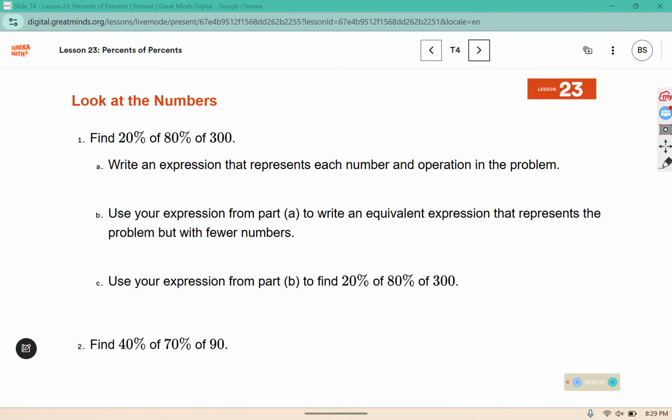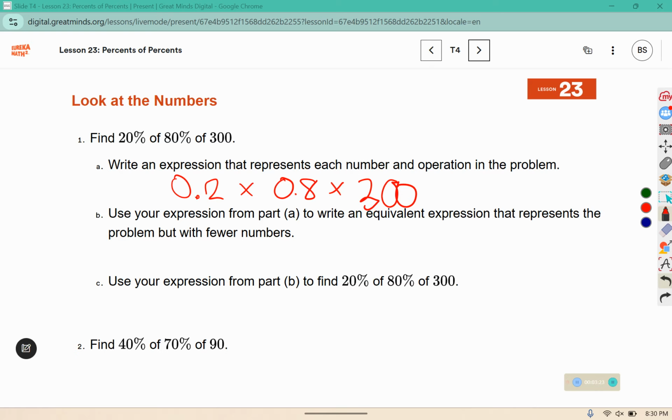Write an expression that represents each number and operation in the problem. Find 20% of 80% of 300. So 20% would be 0.2. 80% would be 0.8. And that is of 300.